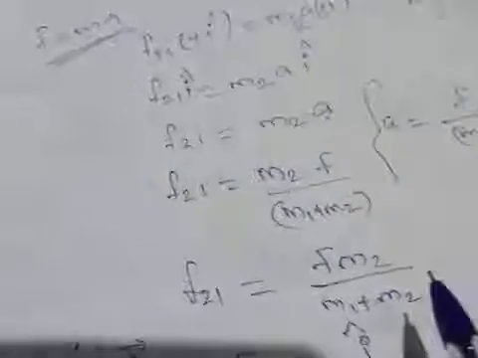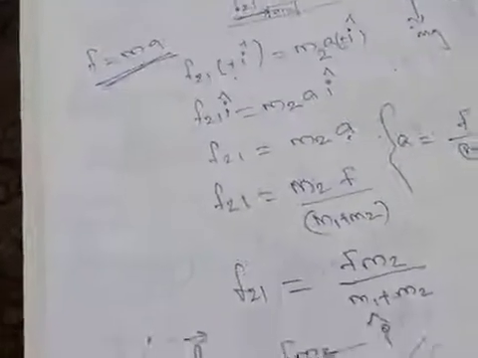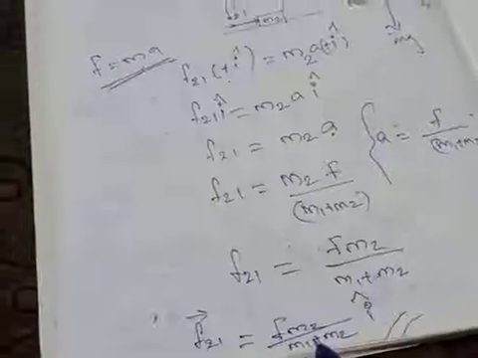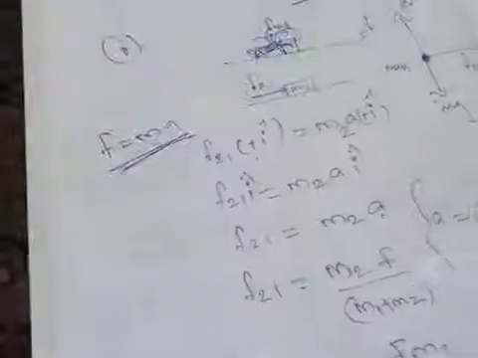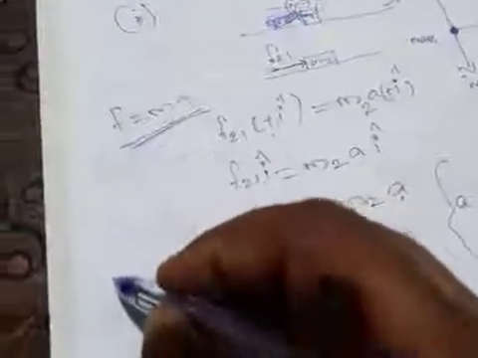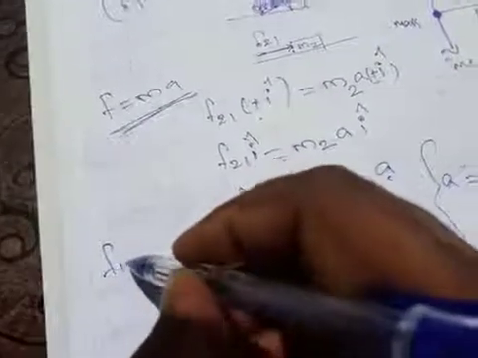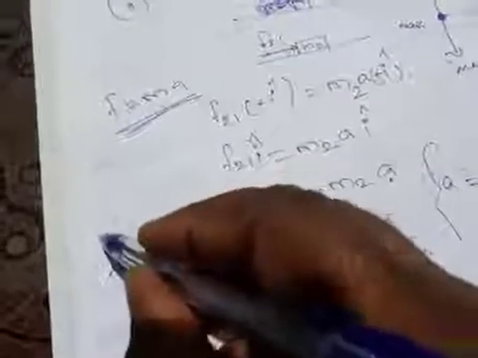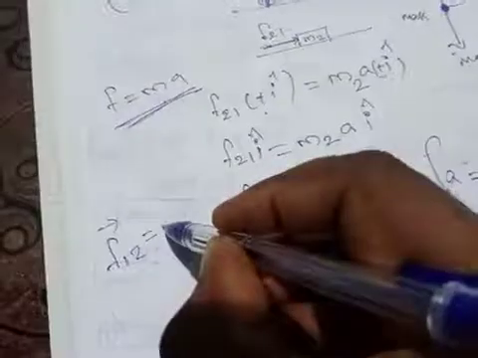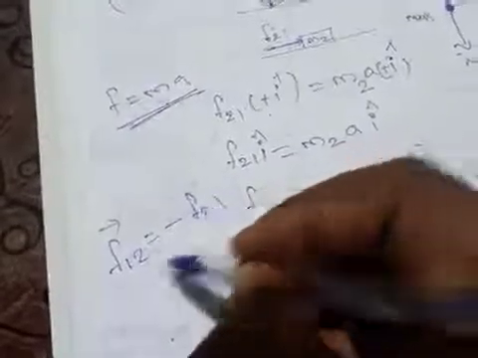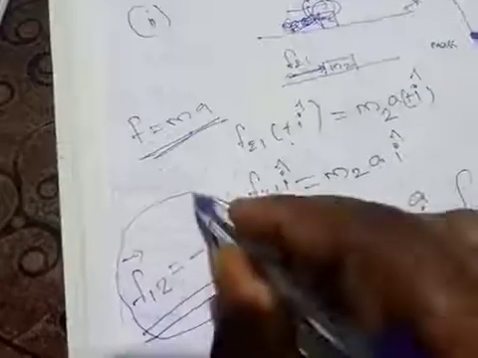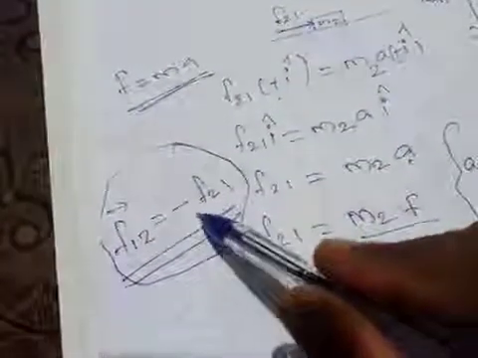Now you see what has happened. By this we can confirm Newton's third law. Newton's third law says every action has an equal and opposite reaction, and it says this: F12 is equal to minus F21. This we are proving through this derivation. This is what Newton's third law said.